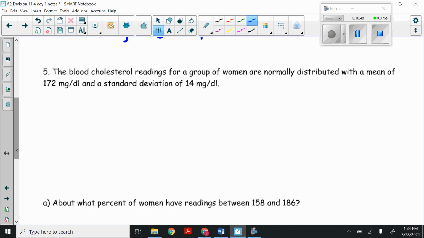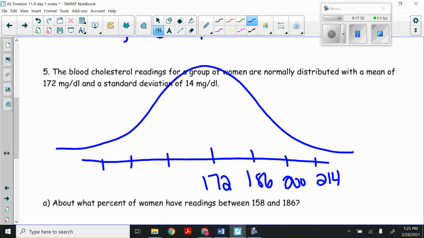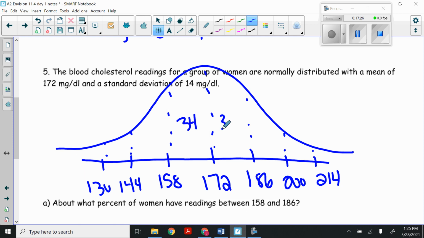Number 5, the blood cholesterol readings for a group of women are normally distributed with a mean of 172. So I'm going to draw my curve. So 172 is my average. I need to go up 3 and down 3. Standard deviation of 14. So we're going to add 14 each time. So I get 186, 200, and 214. I get 158, 144, and 130. And again, if that helps you, go ahead and do your divisions here. I know 34 and 34.